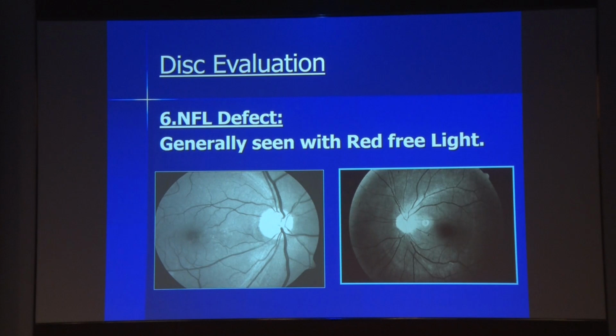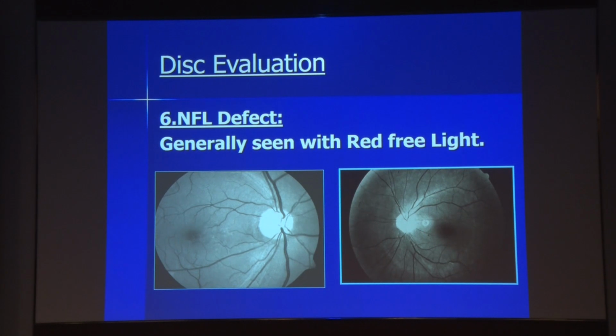Next comes the nerve fiber layer defect. Generally, it is seen with the red free light. If you see the texture, the glistening of the retinal nerve fiber, that is lost. What I always say is, the moment you have a look at the optic disc, you do a parikrama around the disc. The moment you see a loss of texture at the edge of the disc, try to look out and fan out into the periphery, and only then you will be able to make out the nerve fiber layer defect.